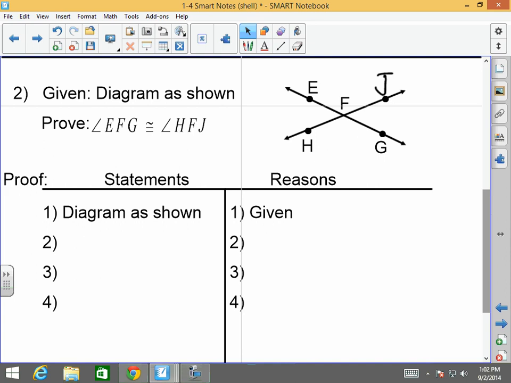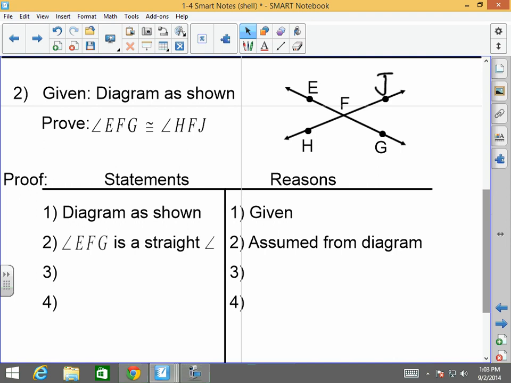Okay? Now, angle 2, exactly what my boy said. EFG is a straight angle. What's the reason, though? You had said it before. Yes. You can assume that. So you put assume from diagram. Remember that you can assume straight angles. You cannot assume right angles, but you can assume straight angles.